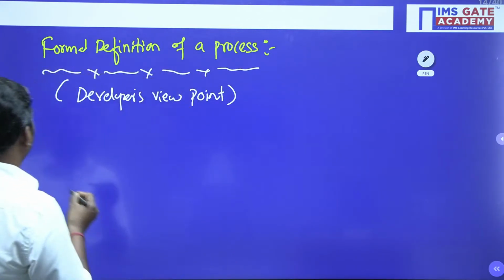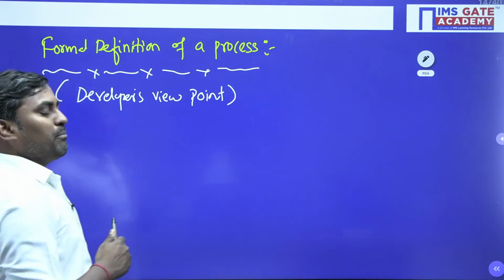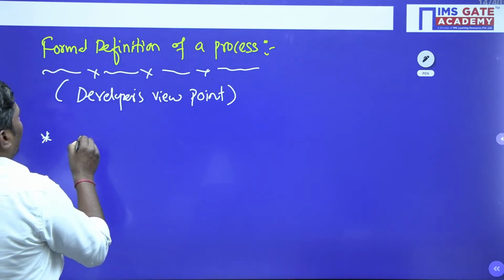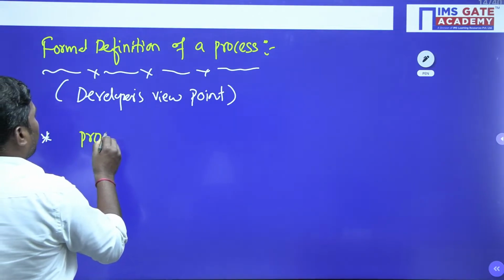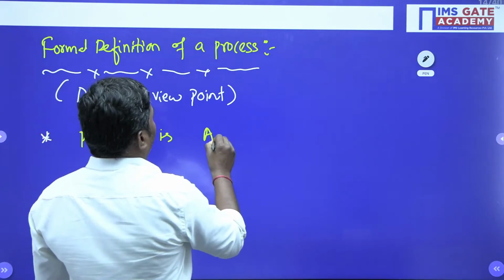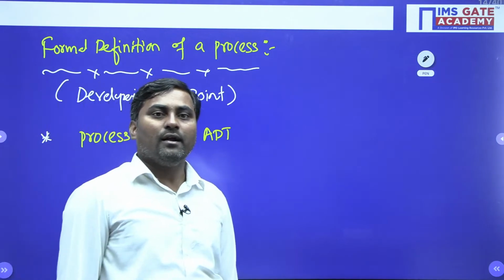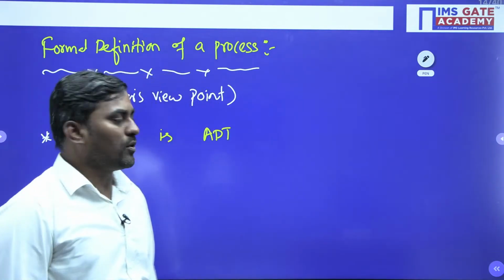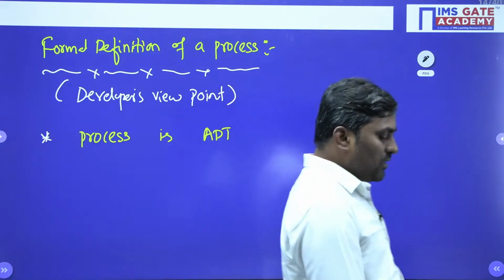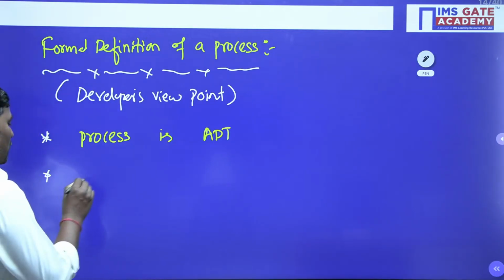Please observe. From the operating system designer point of view, the process is nothing but a data structure. Process is an abstract data type, a data structure. From the developer point of view, process is a data structure. So when I say process data structure, it has four things.